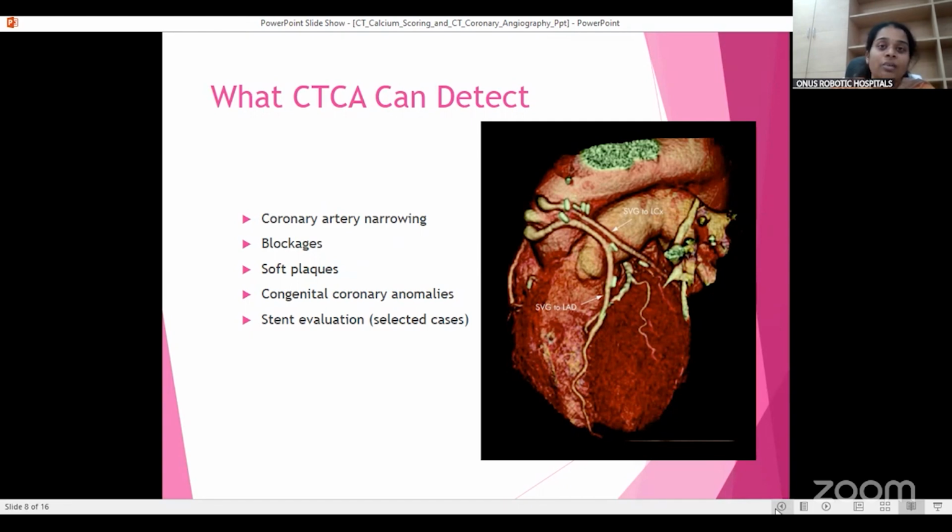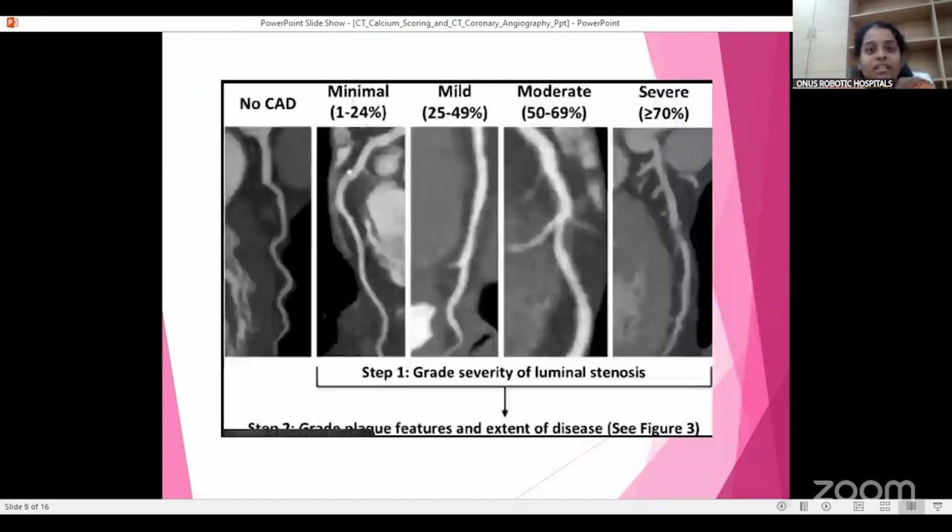in such cases also, instead of the conventional angiogram, we can go for the CT coronary angiogram if the stents are not small. If the stents are much smaller, then there is a greater chance of artifacts in the CT coronary angiogram. So these are the scoring patterns which we give on the CT coronary angiogram.